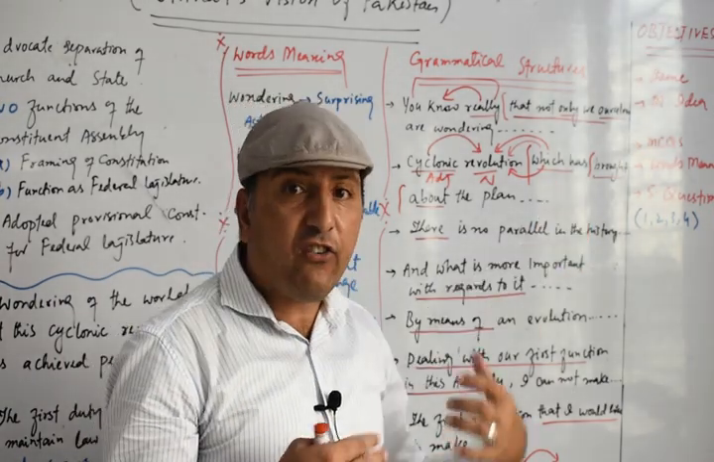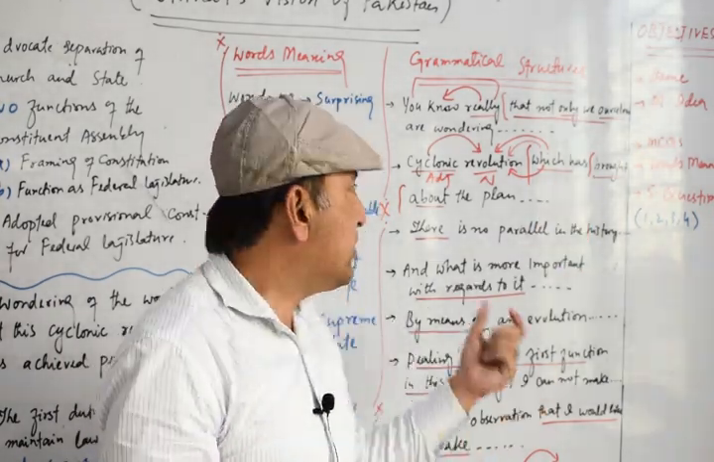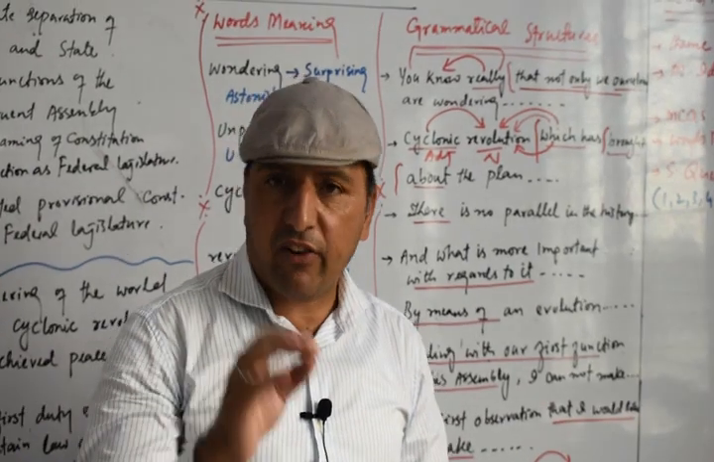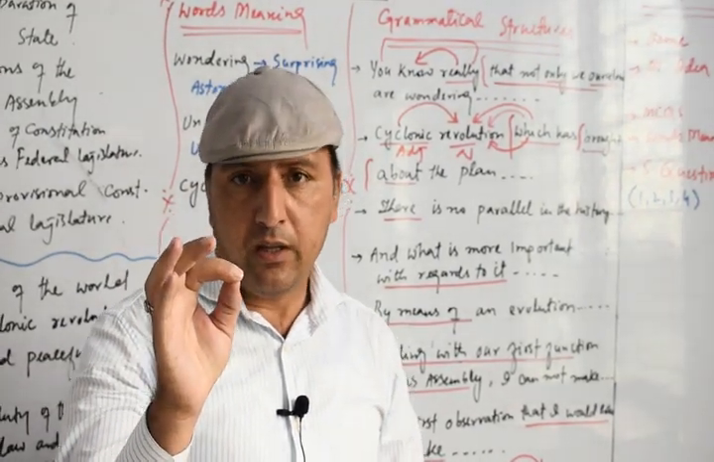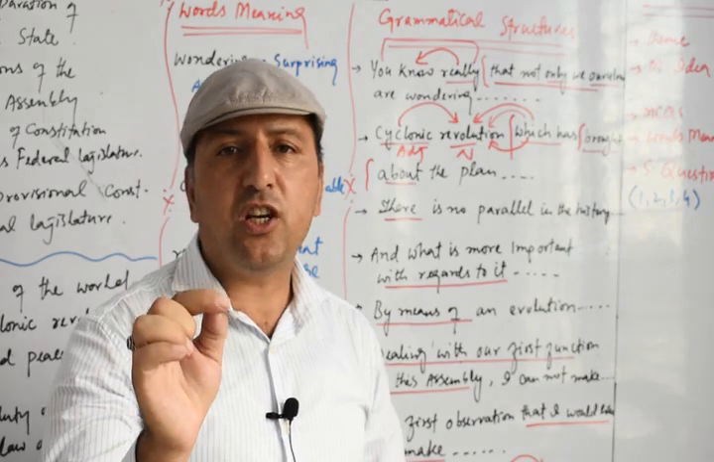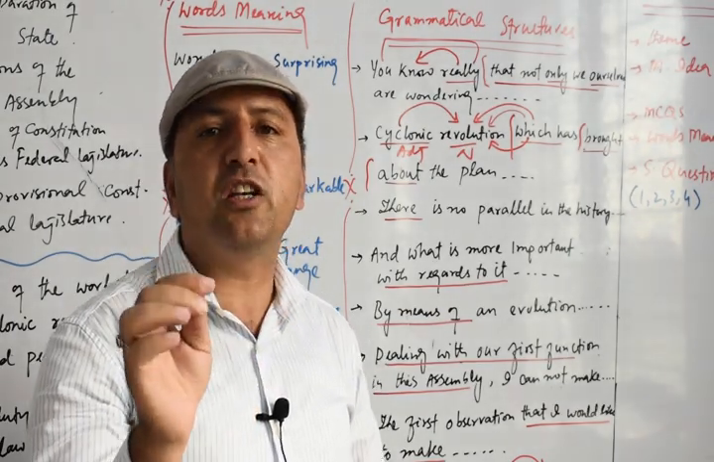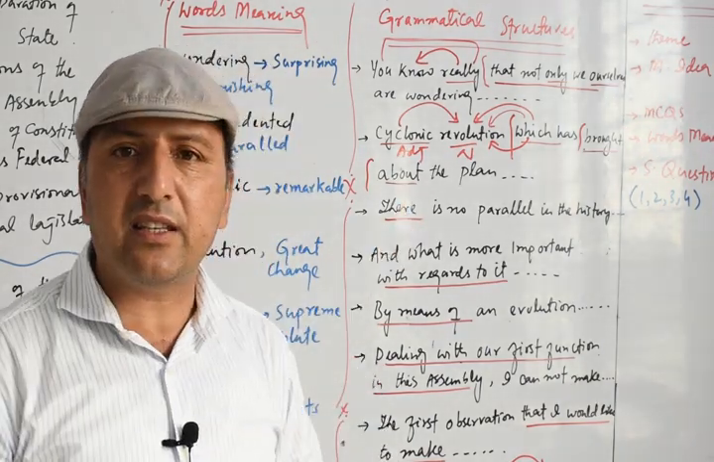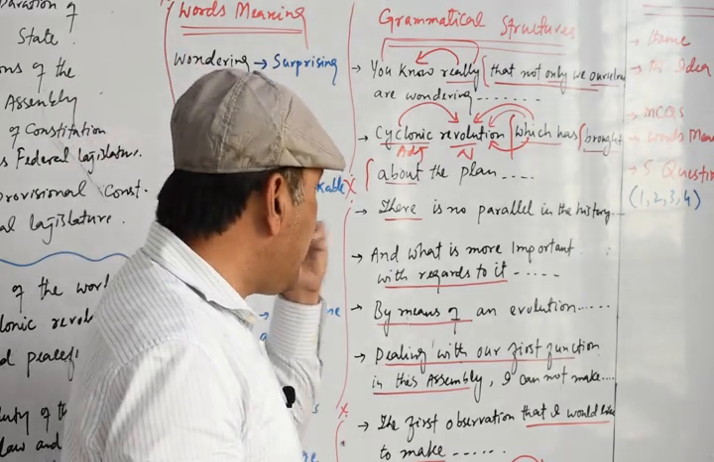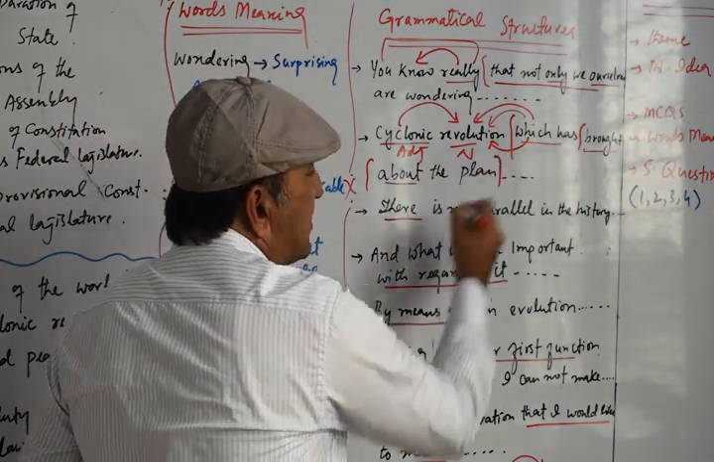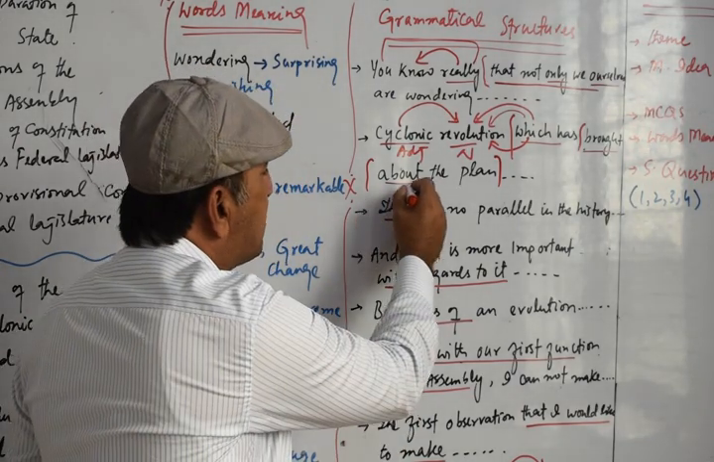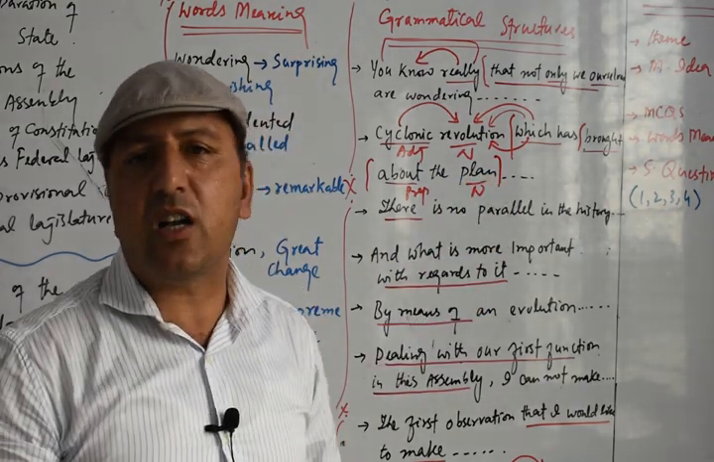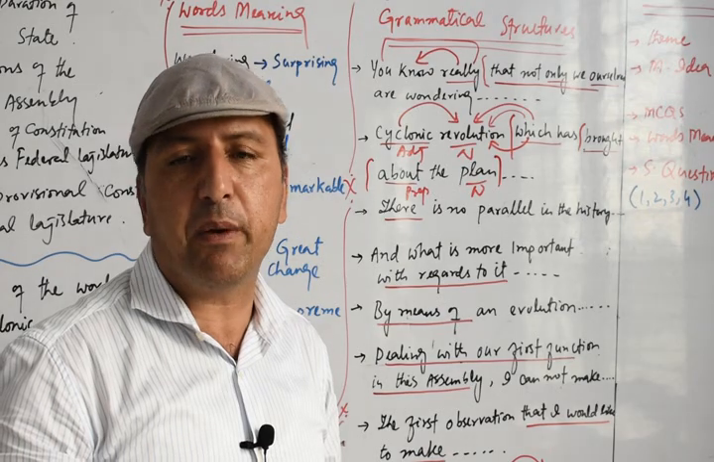But if it gives a different meaning from its literal meaning, then this about is working as an adverb. So it becomes a phrasal verb. In a phrasal verb, I have told you earlier, the preposition which follows that verb works as an adverb. So here this about is working as an adverb. Now if we take it separately, about the plane, then it is a preposition. About is a preposition and plane is a noun. So any phrase which starts with a preposition and ends with a noun, we call it a prepositional phrase.